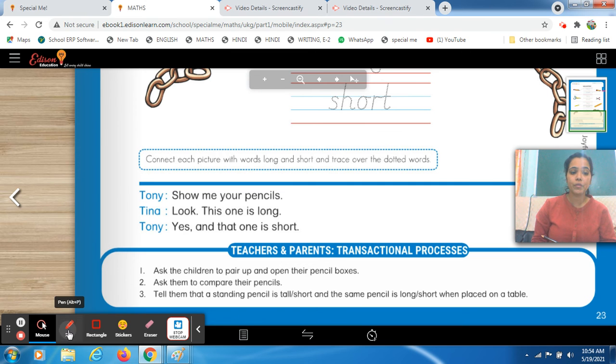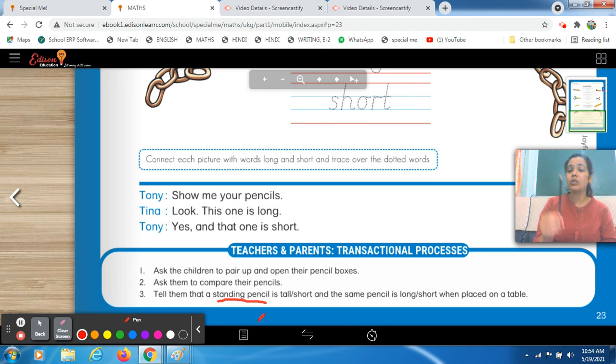See, now you have to listen to it very carefully. The standing pencil कैसे, like this, right? The standing pencil is always tall and short when the object is in standing position, है ना, ऐसे खड़ा है अगर कोई object, so that is tall. We can use the term tall for it.